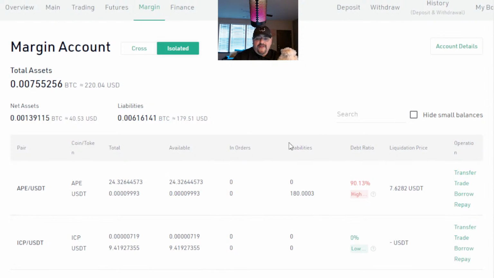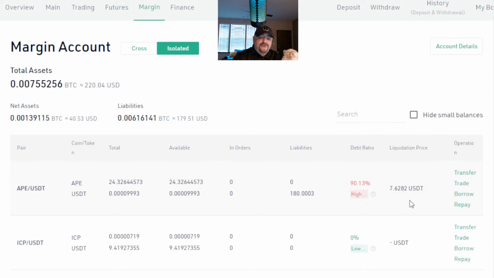All right, so here we go. We have our liabilities. We have $180 in liabilities of USDT, and we own 24.3 ApeCoin with that money. So now our objective is literally to ride this out. It's at 90%, so we just got started.